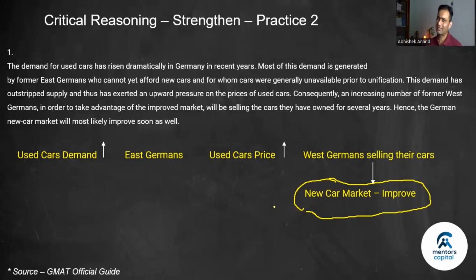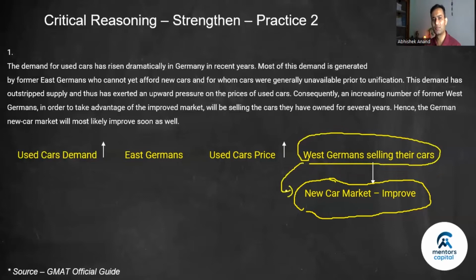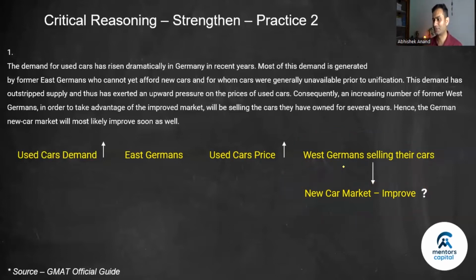Again, you don't have to pre-think, come to the choices, but इस वाले question में pre-think कर सकते हैं. The market will improve when these people are selling their old cars, right? The new car market will improve if they buy. So they sold their old cars, got a good price, and then they're buying new cars. If this happens, then because of this chain of events, the new car market will improve. So look at the option choices.